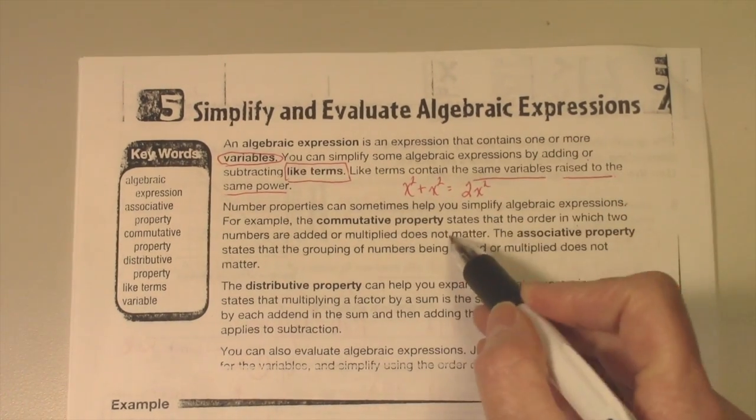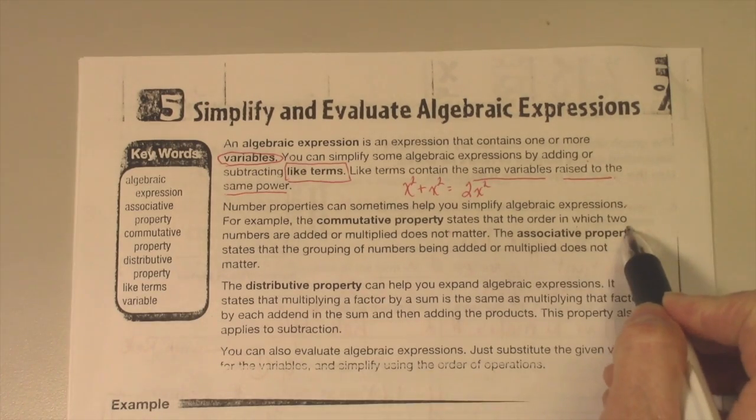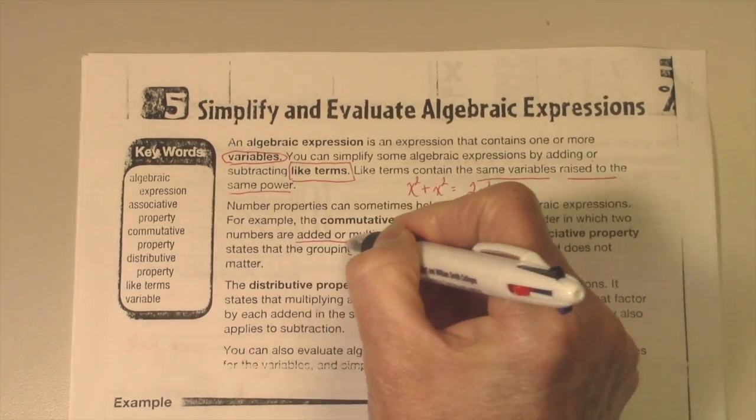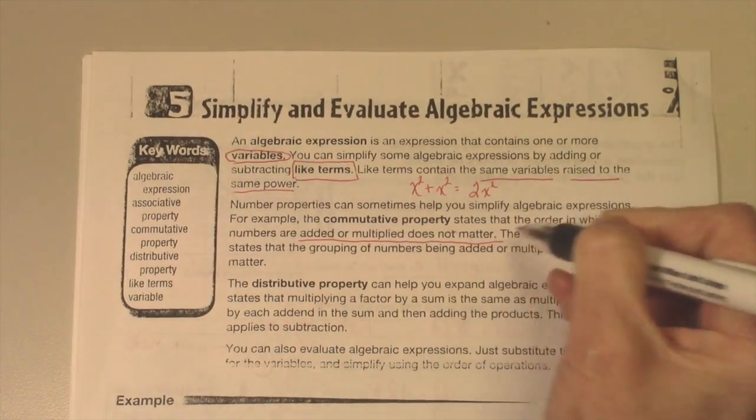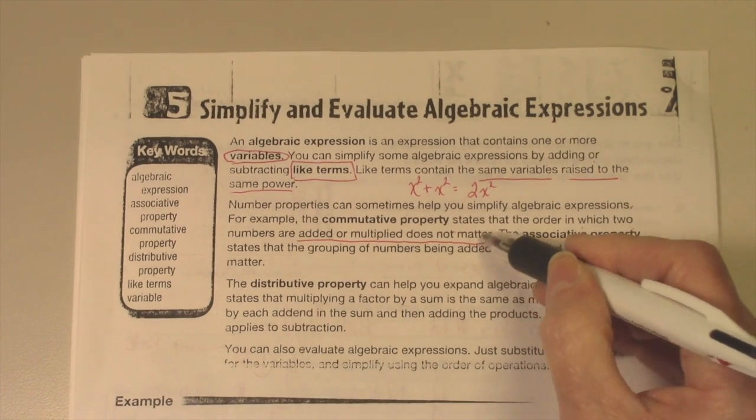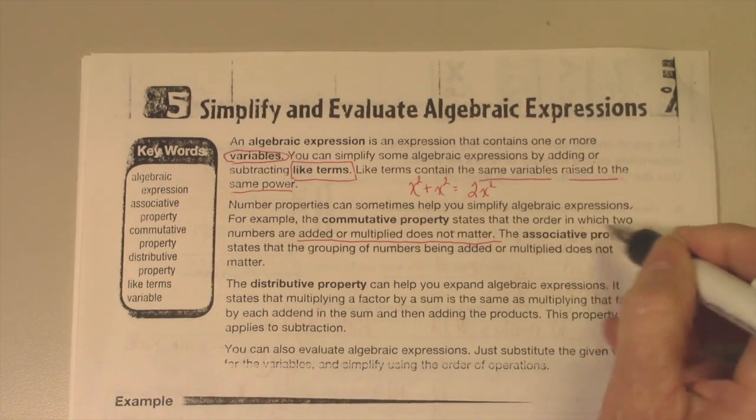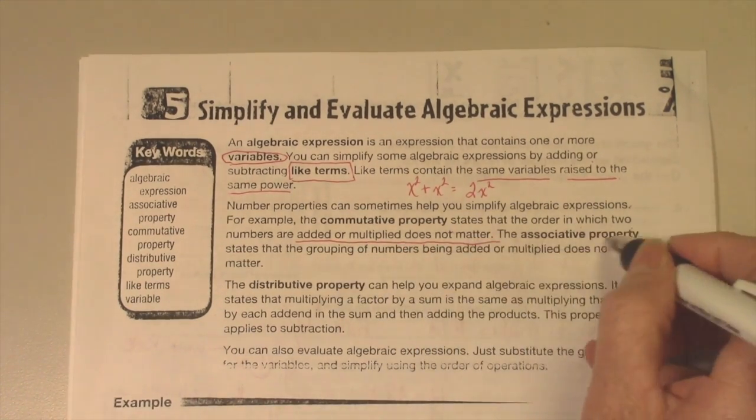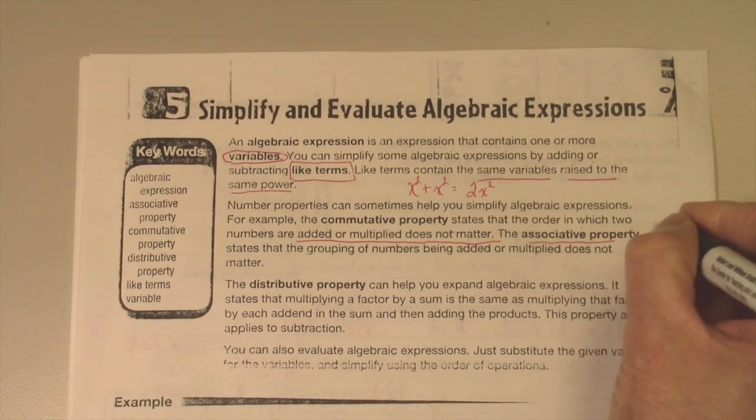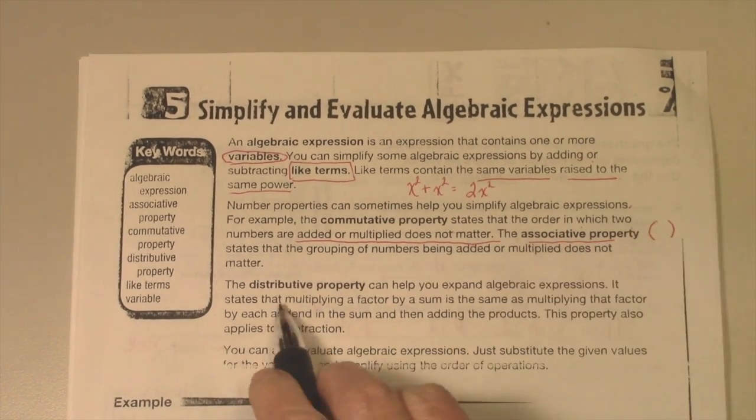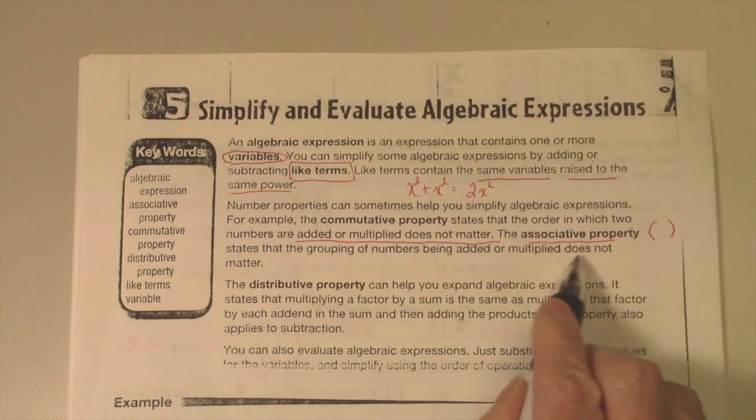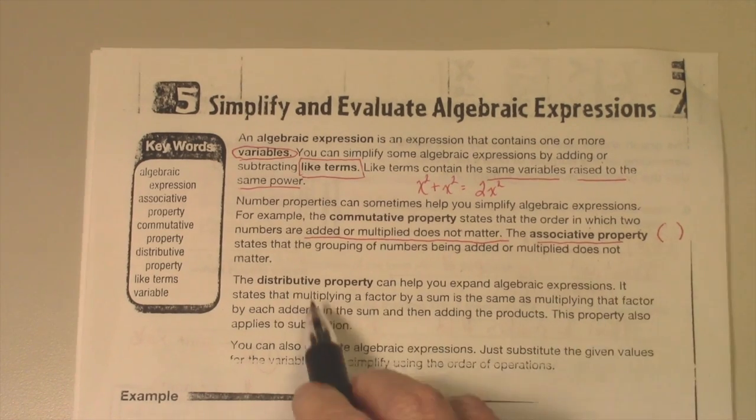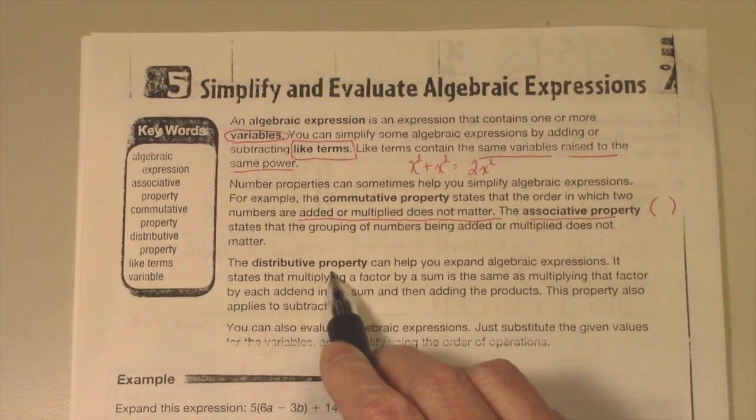For example, the commutative property states that the order in which two numbers are added or multiplied does not matter. You still commute. You get there. The associative property states that the grouping, associative is always grouping. Associative always has parentheses, right? Grouping numbers being added or multiplied does not matter. And the distributive property is very algebra.